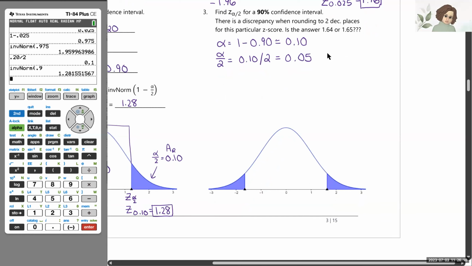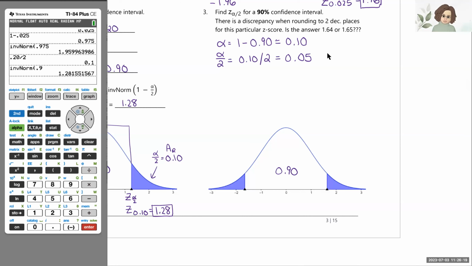So let me put that on my picture. So 90%, 0.90 is going to be the middle area. And then I'm just going to concentrate on the right now since I want the positive z-score. So alpha over 2 is 0.05. That's the area to the right of the z-score we're trying to find. So z alpha over 2, so z subscript 0.05 for this example.